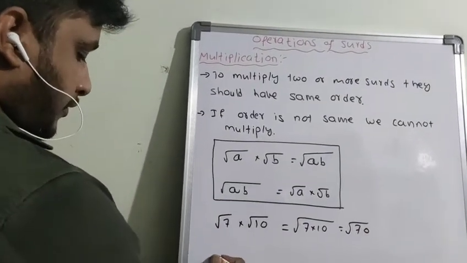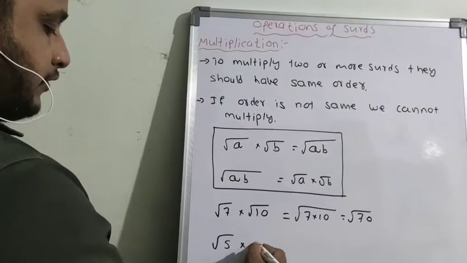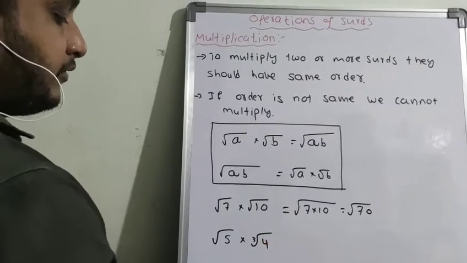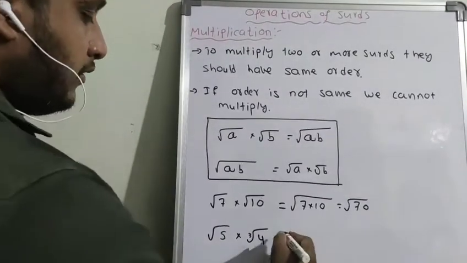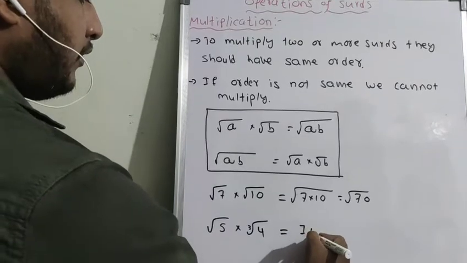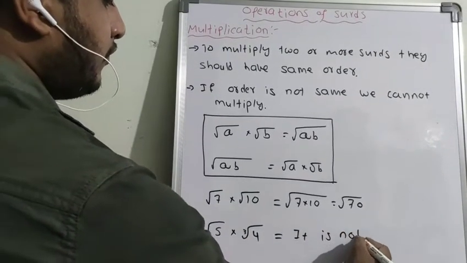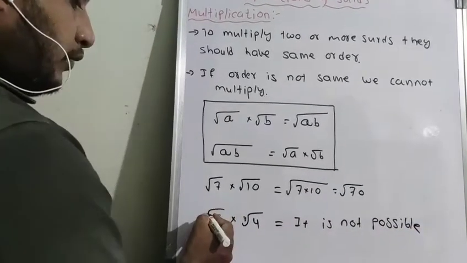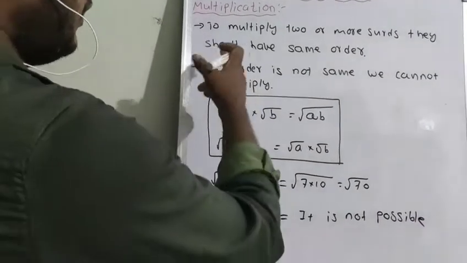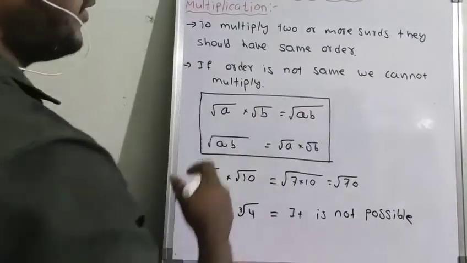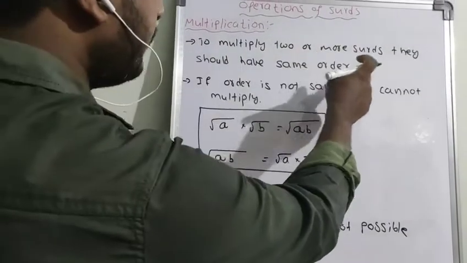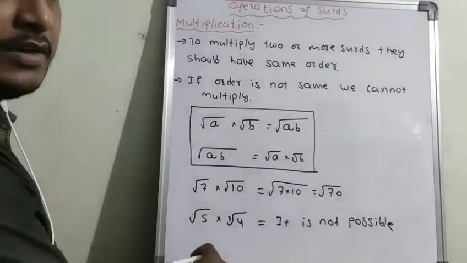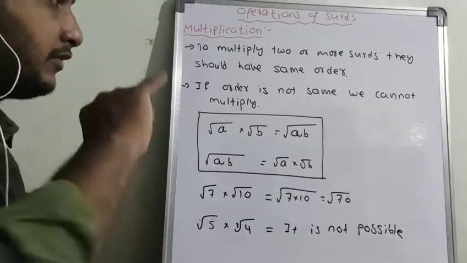Say for example, root 5 into cube root of 4 is there. Is it possible to do multiplication here? No, it is not possible. Why is it not possible? Because the orders are different. Here the order is 2 and here the order is 3. So if the order is not the same, we cannot multiply. If the order is the same, then we can multiply. Multiplication is simple. Root A into root B equal to root AB. Otherwise, root AB you can write as root A into root B.